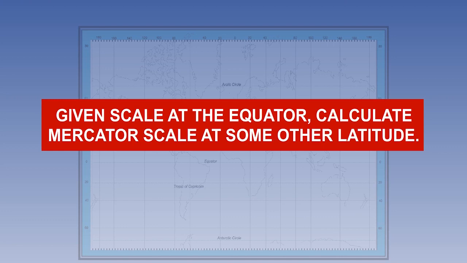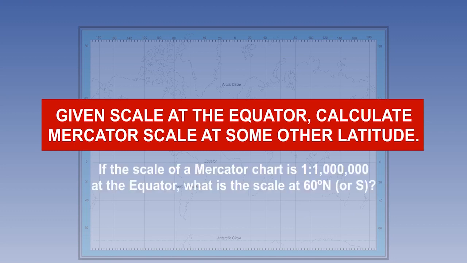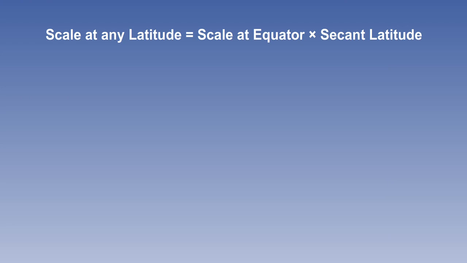Here's example 1. If the scale of the Mercator chart is 1 to 1 million at the equator, what is the scale at 60 north or south? Start with the basic equation and then substitute into it what you know. The rest just drops out. So, scale at any latitude equals scale at the equator times secant of the latitude. So what do we know? We're trying to find the scale at 60 north. That's the unknown. Let's leave it on the left-hand side of the equation.